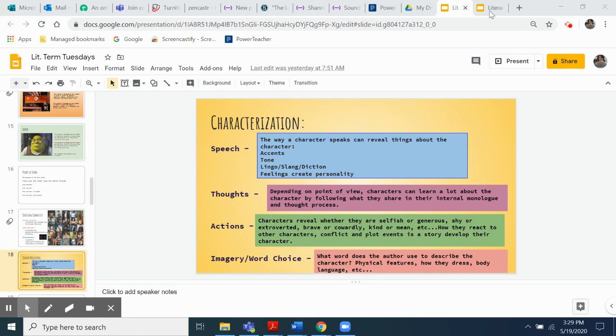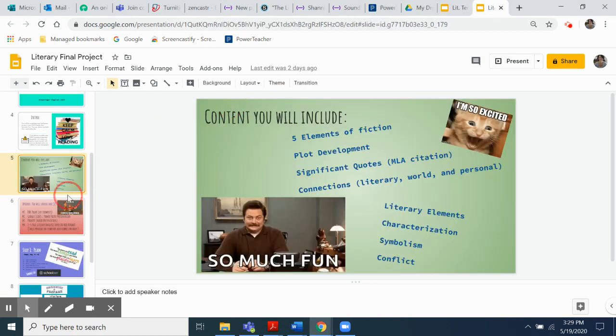As you move into your final projects, as you can see, characterization is part of your final project. That's why you're working on it in step 2 this week. Think about all of the elements that you're going to need to include in that final project, and how are you going to organize and communicate them to me. Remember, you were going to choose one of these 4 ways.